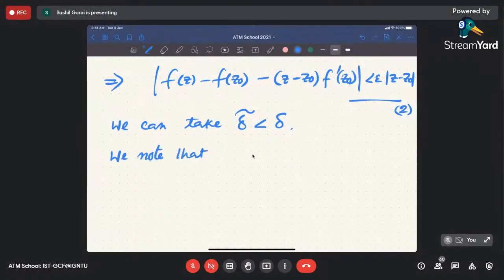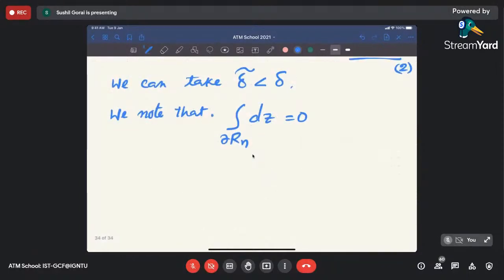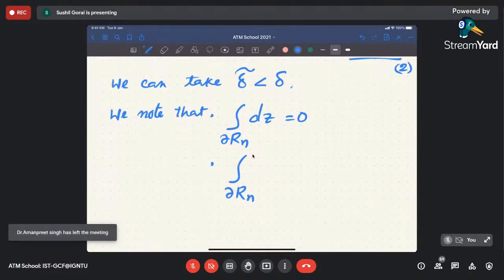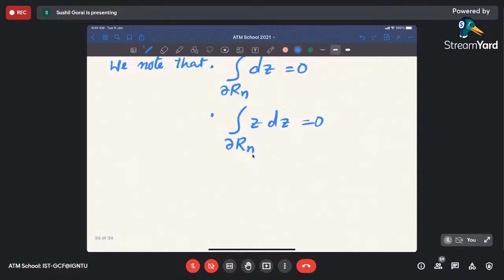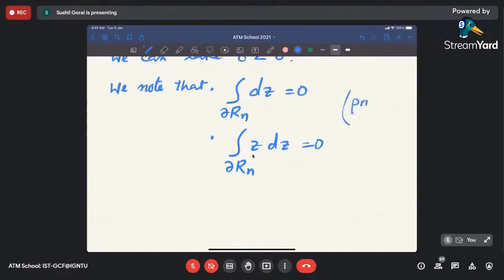that the integration on del Rn of dz, this is 0, right? Because one has a primitive, which we did last time, which you have shown, right? We also know this is a closed curve and one has a primitive, so the integral of z dz is also 0. Right? So in this case, a primitive exists for the integrand.